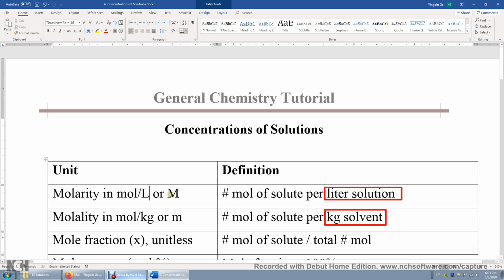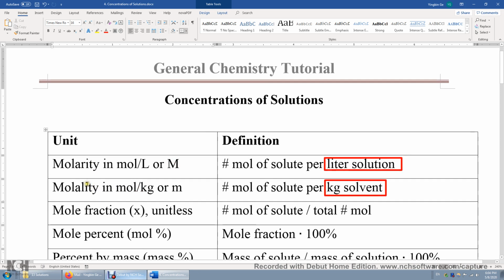The shorthand notation is uppercase M. Again, it's the number of moles of solute per liter of solution. So if you dissolve 2 moles of A in 5 liters of B, the molarity is 2/5. And we say it's 0.4 molar.